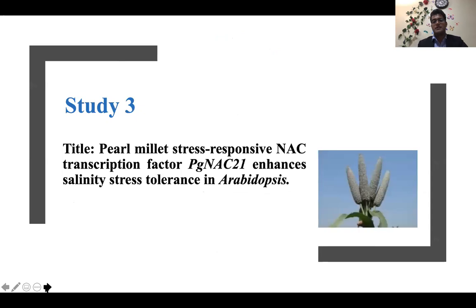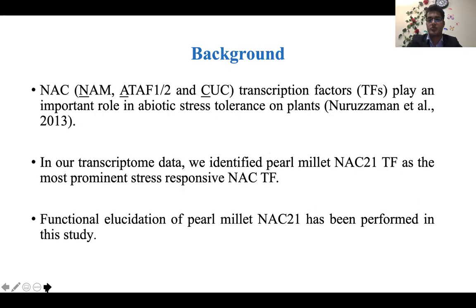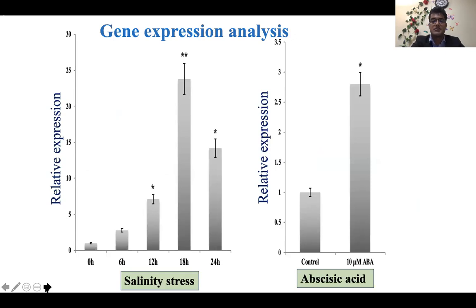Then in our final study, we studied the NAC transcription factor of pearl millet, that is PgNAC21, and we found that this NAC transcription factor enhances salinity stress tolerance in Arabidopsis. So this NAC21 we found in our RNA sequencing analysis. NACs are an important family of genes, and here we performed functional studies of this gene, NAC21.